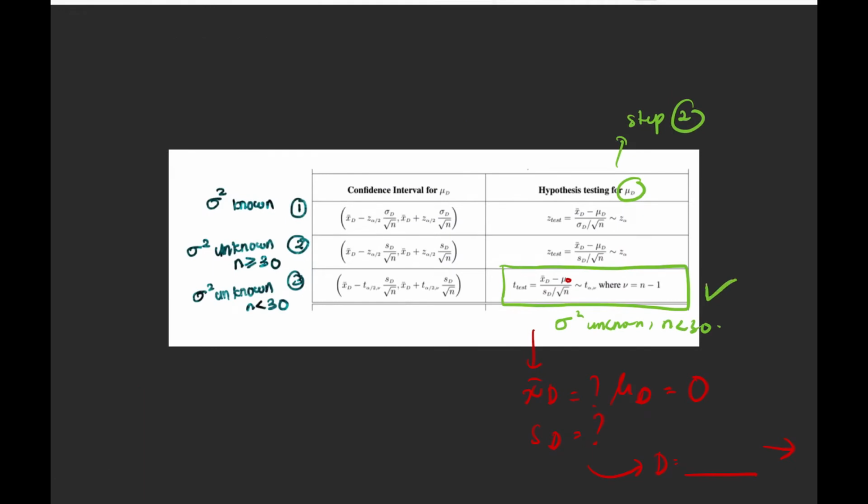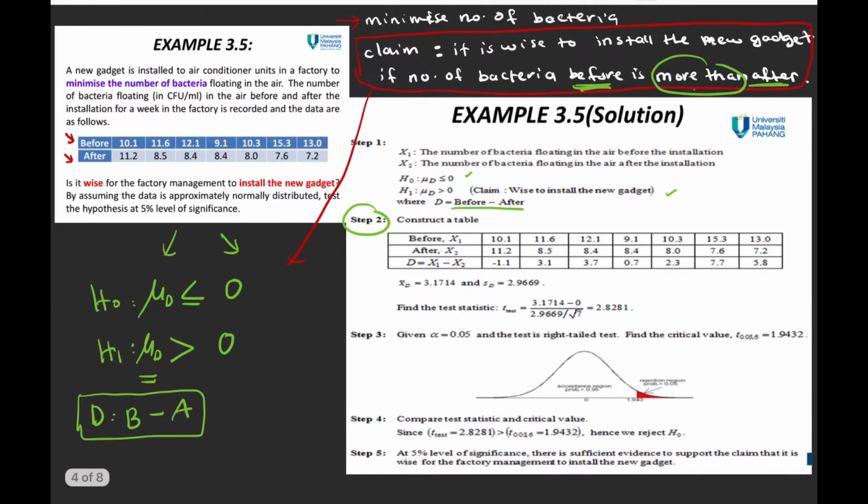So sigma square is unknown and n is less than 30. So you have to find your x bar D and your SD. In order to find the x bar D and the SD, you need the new data D. For the new data D, here is before minus after. So look at here, this one is before, this one is after. So before minus after, 10.1 minus 11.2, you will get 1.1. 11.6 minus 8.5, you get 3.1. 12.1 minus 8.4, you get 3.7, and so on. So this is your new data D.